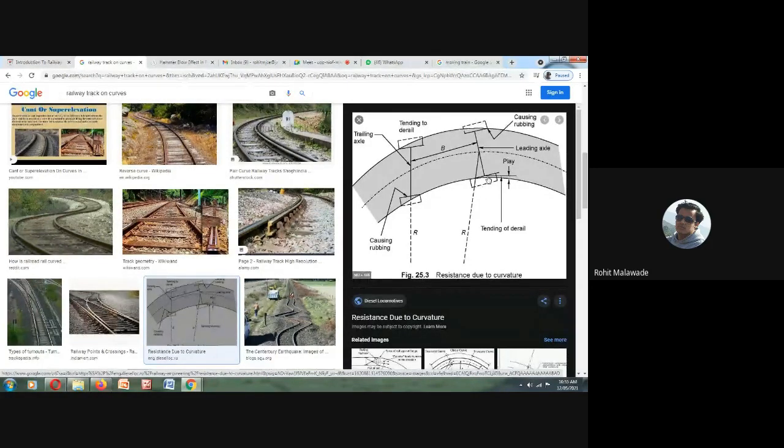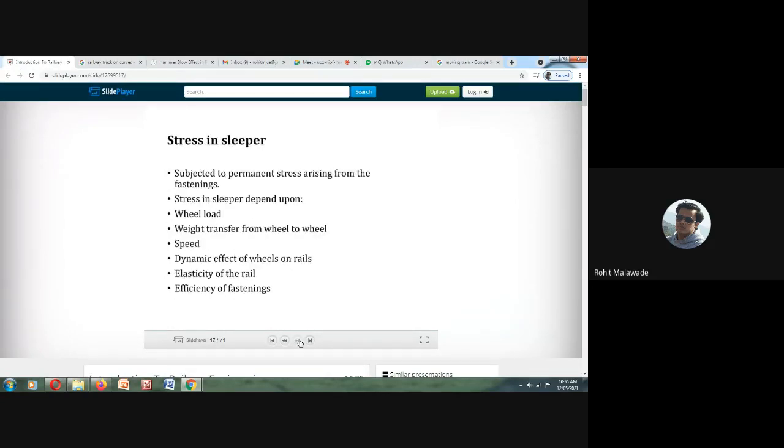Whenever a curvature is there, if proper load distribution does not occur in the case of a curve, then again it is going to create some problems. So these are the stresses which are going to be created on the track. Now we will see what kind of stresses are going to be created in the case of the sleeper.